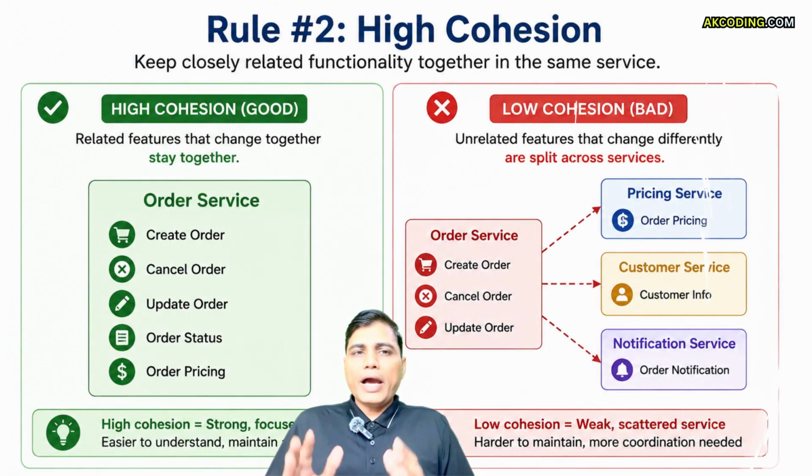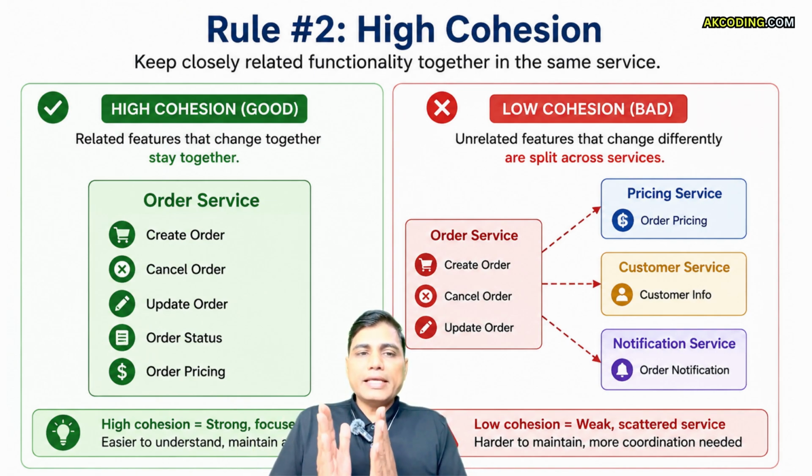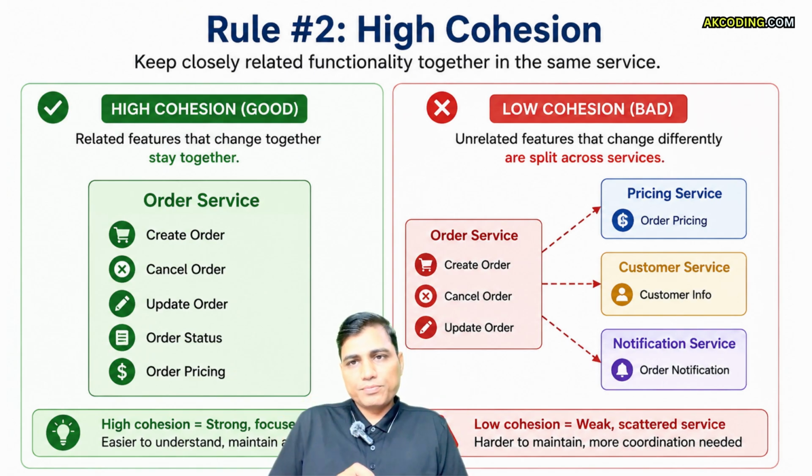Rule number 2, high cohesion. Imagine your order service contains create order, cancel order, update order, order status, order pricing. These operations are highly related, so always keep these business capabilities in a single business unit, right?